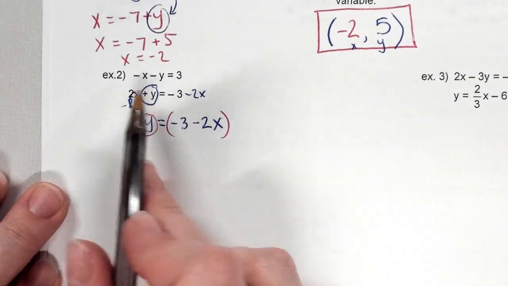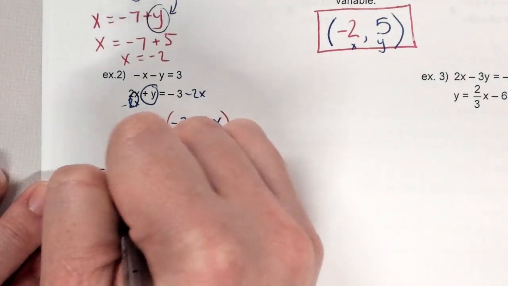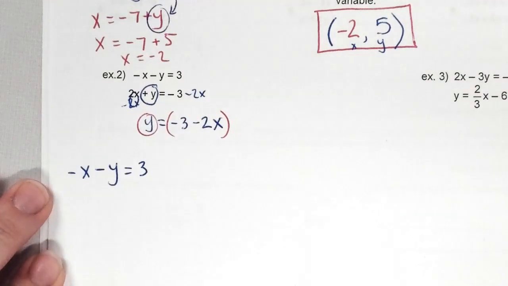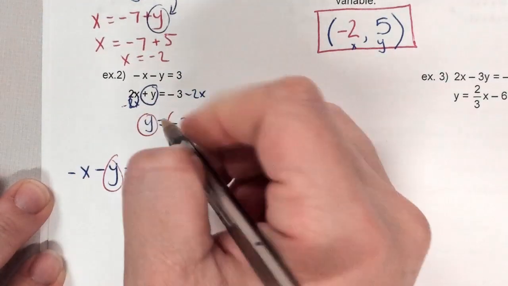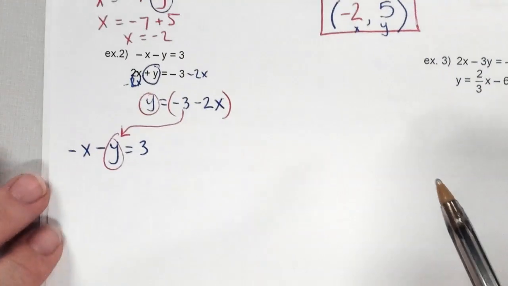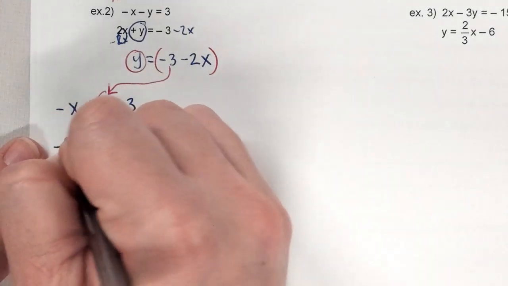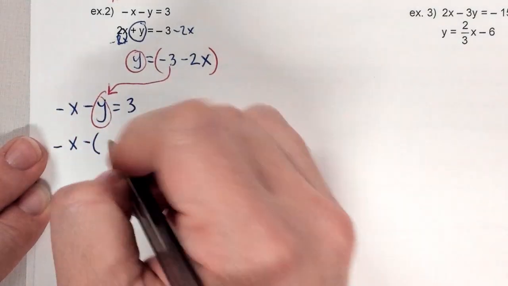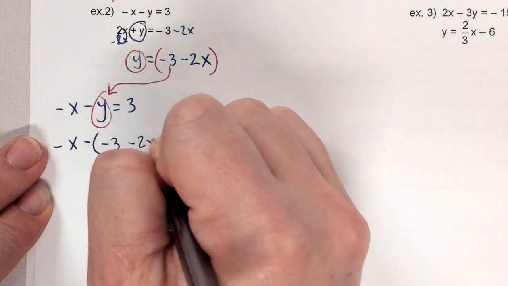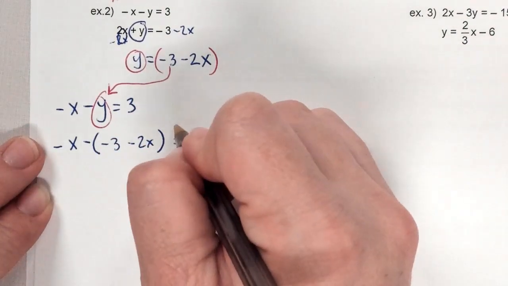So then remember, we take the other equation that we did not mess with. So negative x minus y equals 3. And because y equals this, I can replace y with it. So I get negative x minus, and instead of y, I'm going to plug this in. And now I'm going to solve.